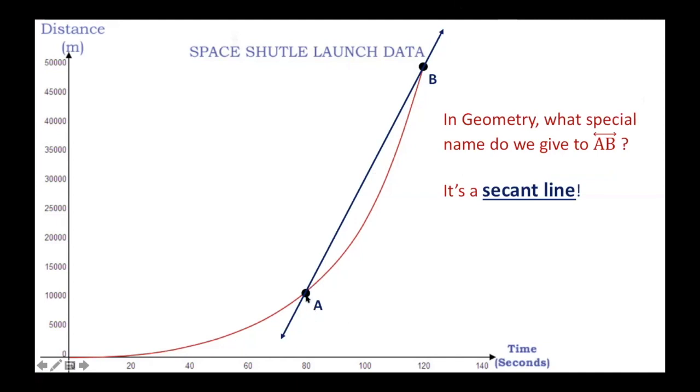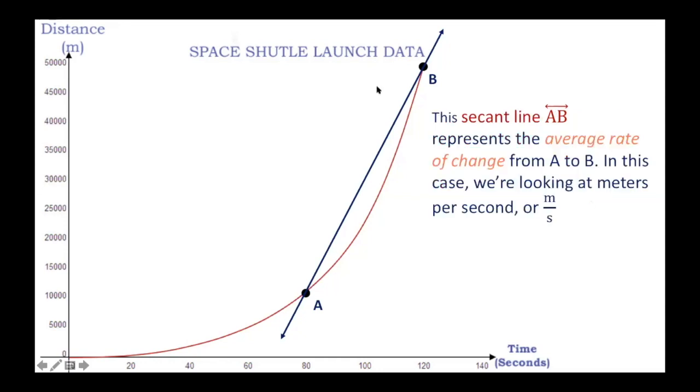The secant line intersects this red curve twice, here and here. And what I like to point out to folks is with the secant line, you always have some area between the secant line and the curve that it intersects, like so, okay? So with that in mind, let's talk about how we can use this secant line to find speed. The secant line A to B represents the average rate of change from A to B, or average speed, in this case, meters per second.